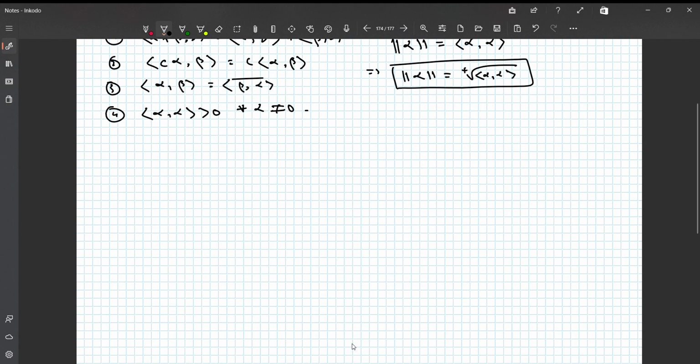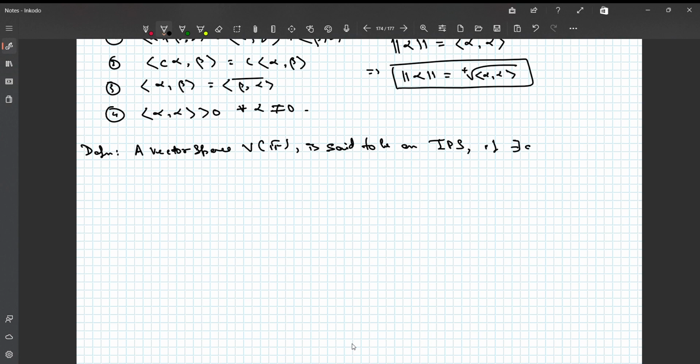Okay. So definition: a vector space V over F. F is clearly either real or complex. I won't be mentioning that every time. So V is a real vector space or a complex vector space, and I'm just using the symbol F. The vector space V is said to be an inner product space, which we write as IPS, if there exists a well-defined inner product on it.